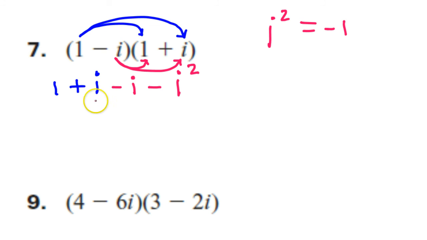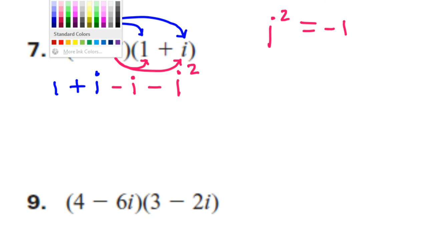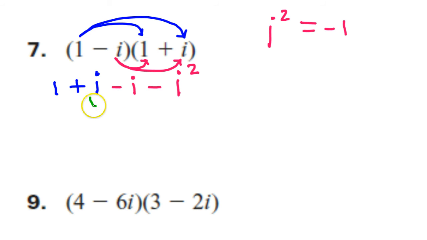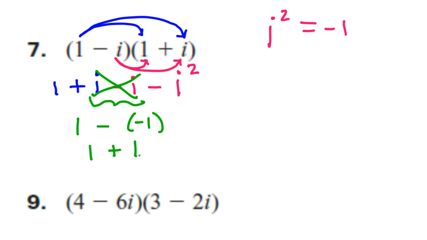So, combining like terms right here, I have a positive i and a negative i. Those are going to cancel each other out. That's 0i. So far that means I have 1 minus i squared. But i squared is negative 1. So that's 1 minus negative 1. Minus a negative is addition. So this is really 1 plus 1. So the final answer will be 2.